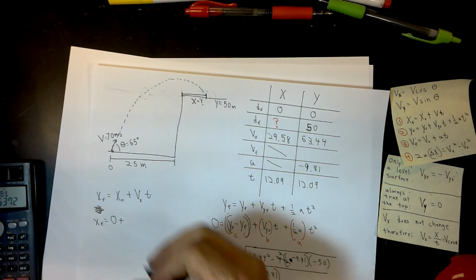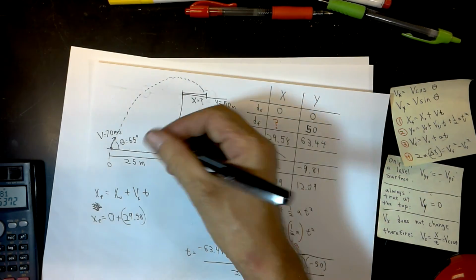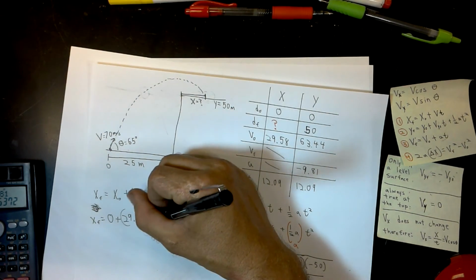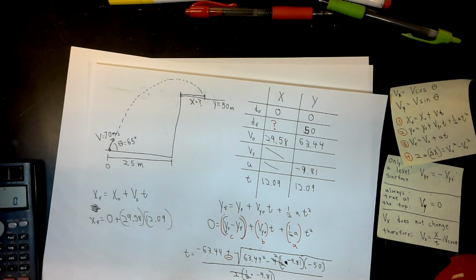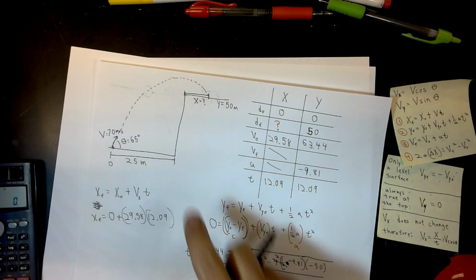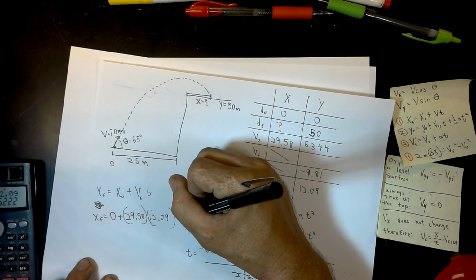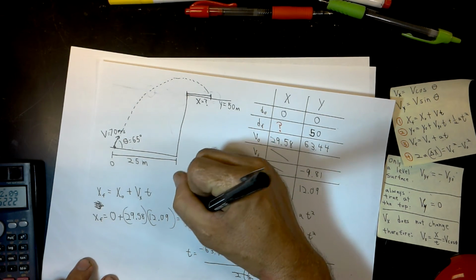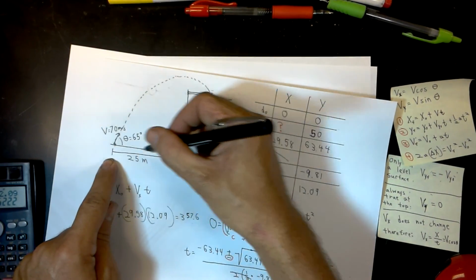All right, our velocity in the x direction, the 29.58 multiplied by the amount of time. Here we are, 12.09 seconds. If we get an answer that is not greater than 25, then we're going to be in big trouble. Well, not big trouble. It just means that the object didn't make it up onto the cliff. 29.58 multiplied by 12.09 seconds: 357.6 meters. Now, that's the distance to go from here all the way over to here.